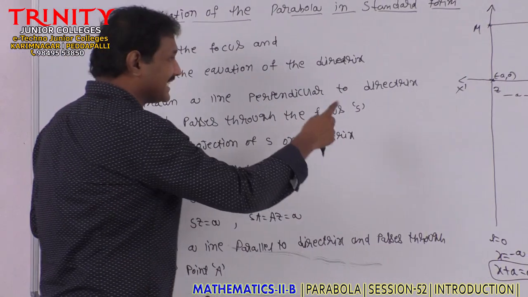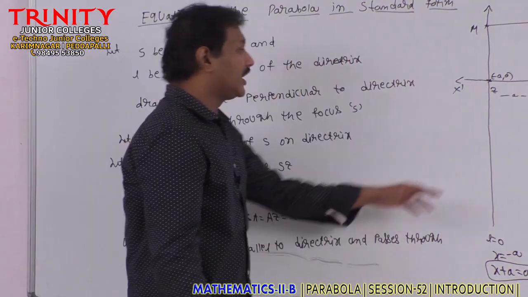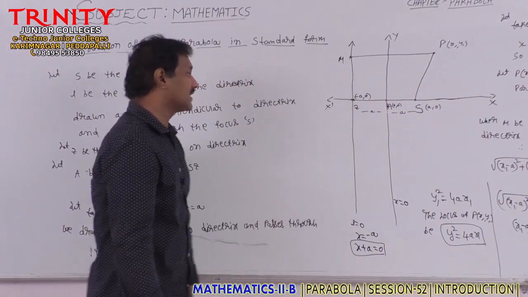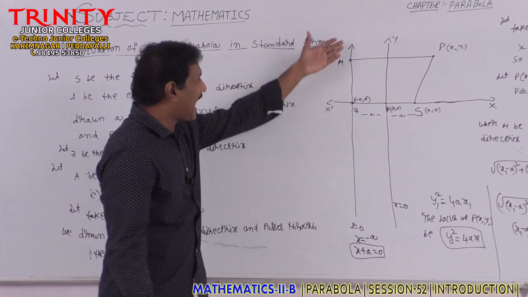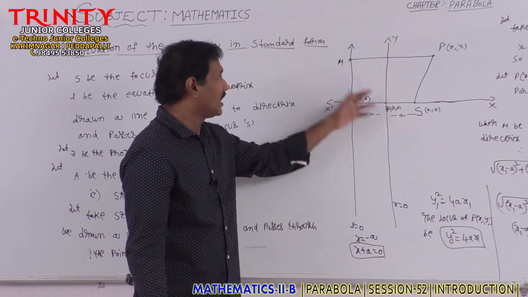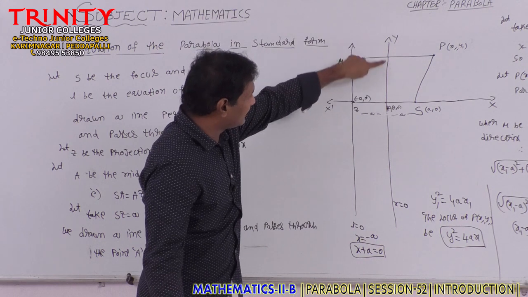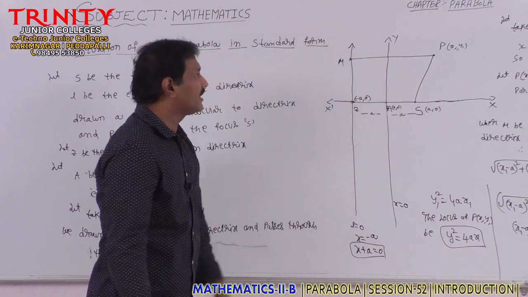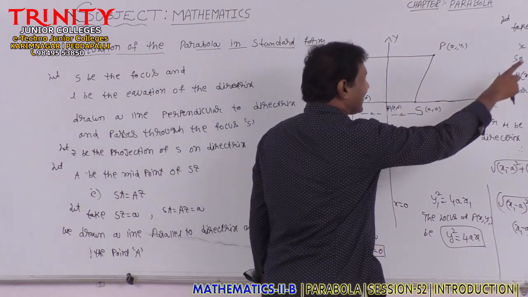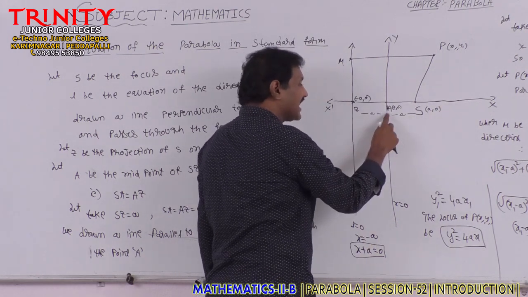Midpoint means the distance SA equals AZ. Let it be taken as small a. Therefore, A is the midpoint of SZ, SA equals small a, and automatically AZ is also small a. Next, we draw a line parallel to the directrix that passes through A, and it is named AY. Next, we take AY as the y-axis and AS as the x-axis, so A is the origin.